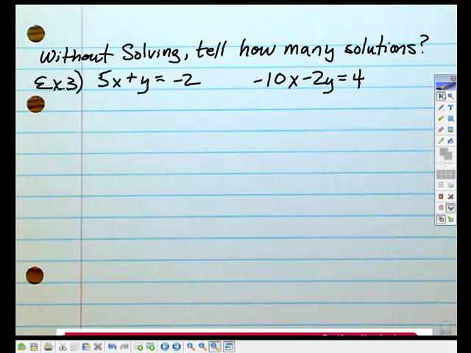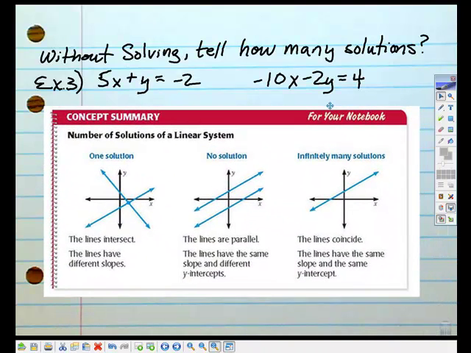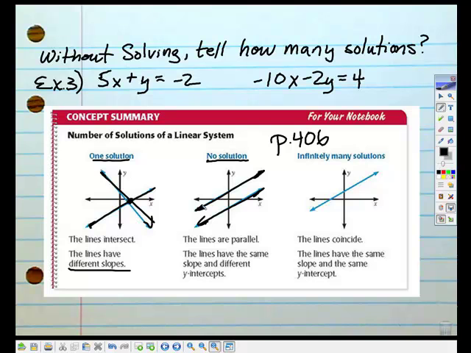And the book has a nice summary of what's been going on for this whole thing here. This is found on page 406 of your book if you wanted to know where to find that. If you have one solution, you have two lines crossing, and in order to have two lines crossing and have the one solution, the two lines must have different slopes. If you have no solutions, you have two lines that are parallel. In order for the two lines to be parallel, the lines have to have the same slope, but they have to have different y-intercepts to be two different lines. And in order to have infinitely many solutions, the two lines have to coincide, or one has to lie right on top of the other. In order for that to happen, the lines have to have the same slope and the same y-intercept.